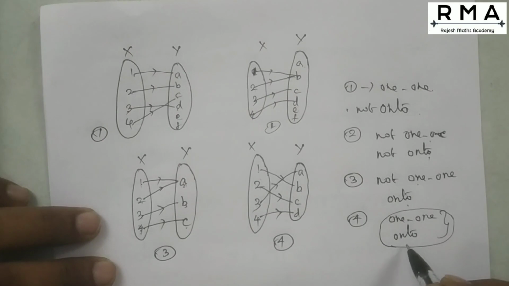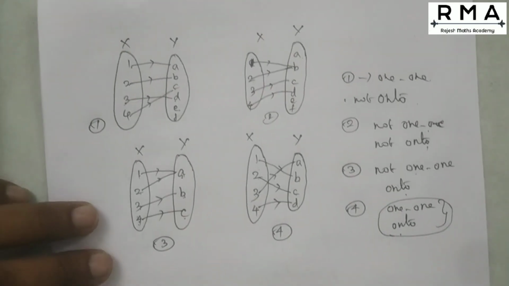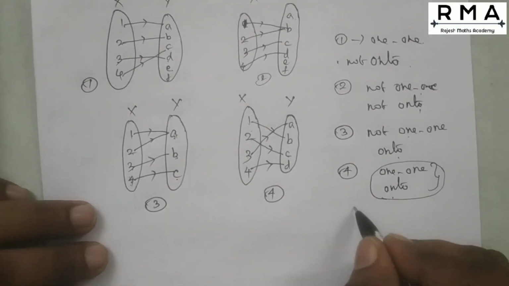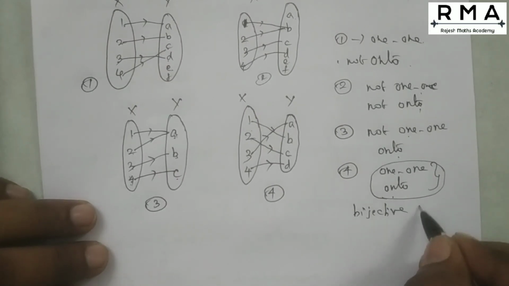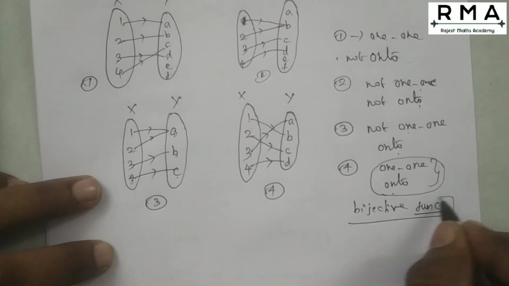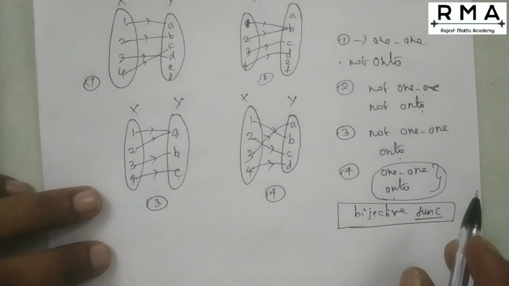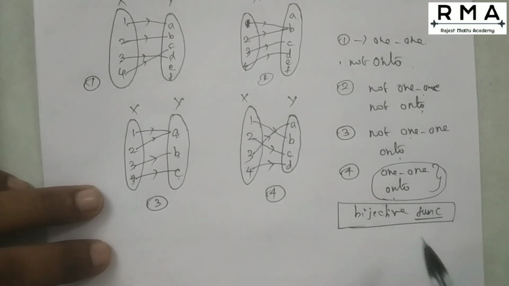So from here we can derive a definition. If a function is one-one and onto, we can say that the function is a bijective function, or we can say that the function is a one-one onto function.